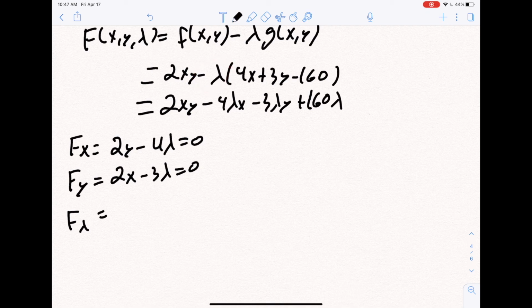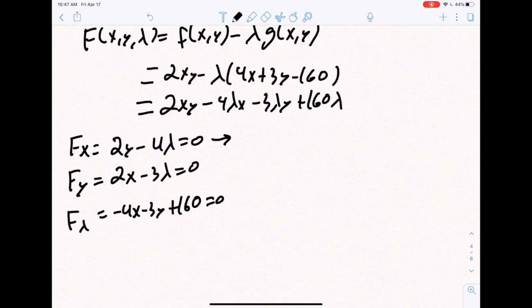And so all we're going to get is negative 4x plus 3y minus 160, and we're going to set that all equal to 0. So let me rewrite that as minus 4x minus 3y plus 160, and again we're going to set that equal to 0. And now we have a system of multiple equations, and we can solve it with substitution.